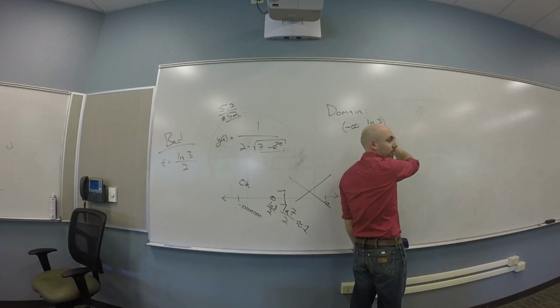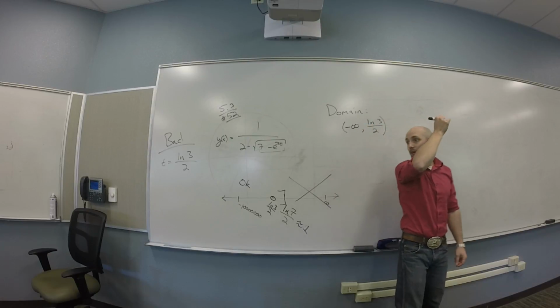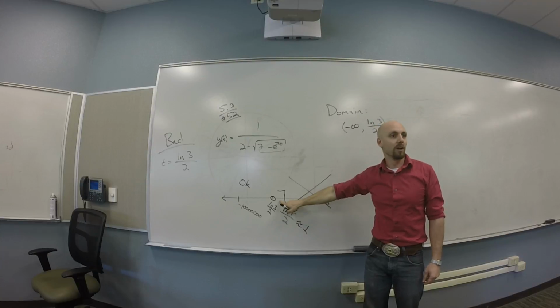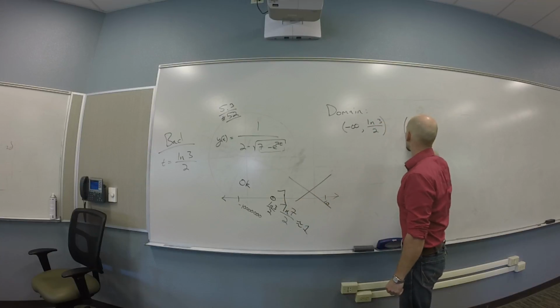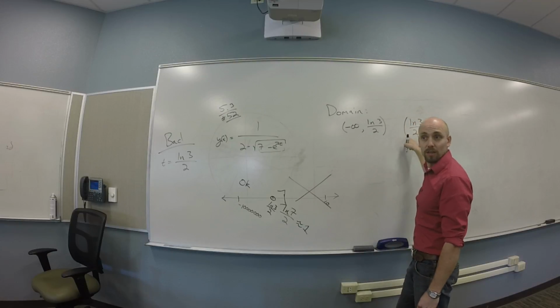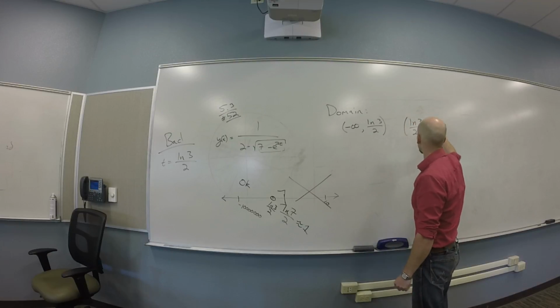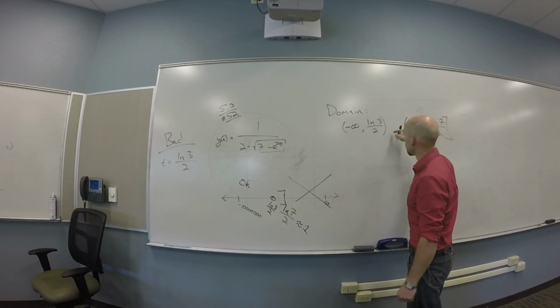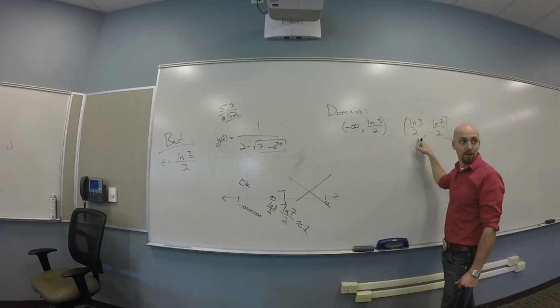And then where's the next piece start? The next piece starts right after natural log of 3 over 2, so it's not included. It starts at natural log of 3 over 2, but that end's not included. And then where does it go up to? Natural log of 7 over 2, square bracket, and that one gets a square bracket. And how do you stick intervals together?